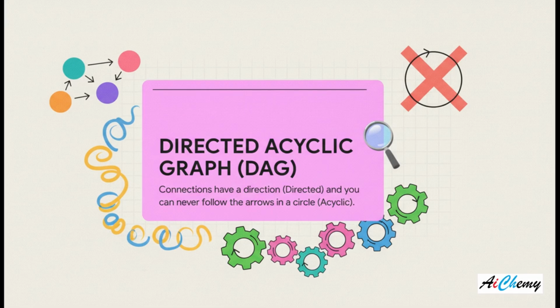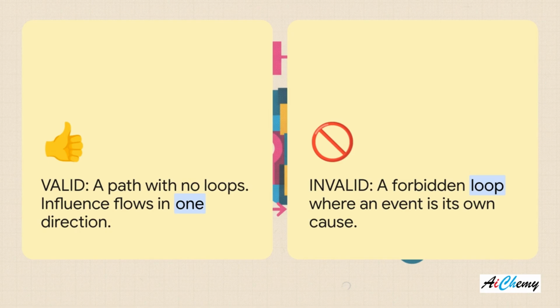No loops. So what does this actually look like? Well, a valid path is just a straight line. A cold causes sneezing, which might make your cat annoyed. Simple. But an invalid path would be one that loops back on itself. A can't cause B, which causes C, which then causes A again.